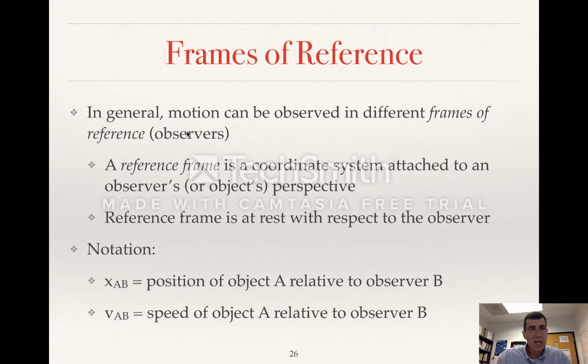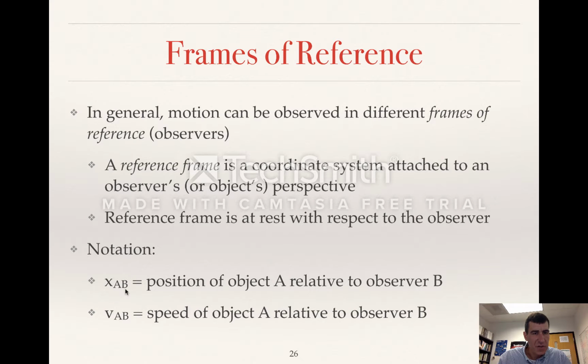In general, you can have different people observing this motion, and if they're moving with respect to each other, then the velocities and such that they measure could be different. So motion can be observed by different frames of reference, or reference frames, and you can think of these as observers. What we mean by a reference frame is a coordinate system that's attached to an observer or an object's perspective. It doesn't have to be a real person, of course. And the key point is that this reference frame is at rest with respect to the observer.